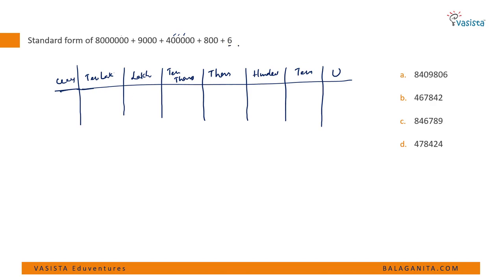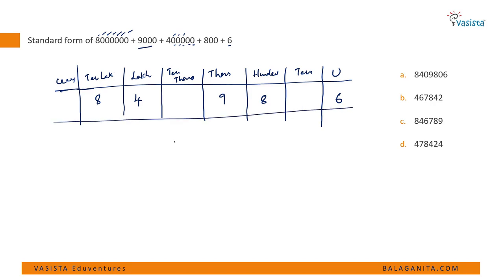So let me place it here: 6, this is unit. Here 3 numbers are there, so 3 digits are going to be there. It is going to be 100, that is going to be 8. Then this is unit, tens, hundreds, thousands, 10,000, lakh, 4, and as well as this is 1,000, 9,000, so 9. Then this is going to be unit, tens, hundreds, thousands, 10,000, lakh, 10 lakh, 8.